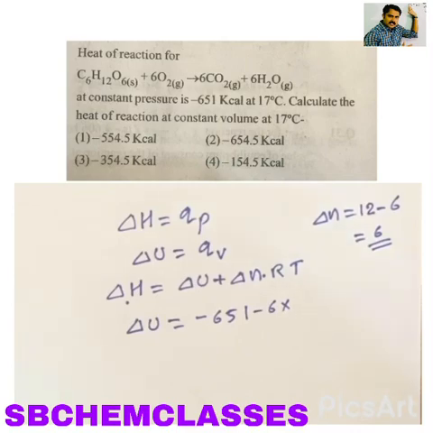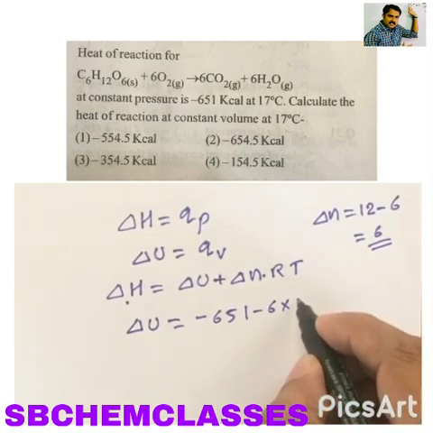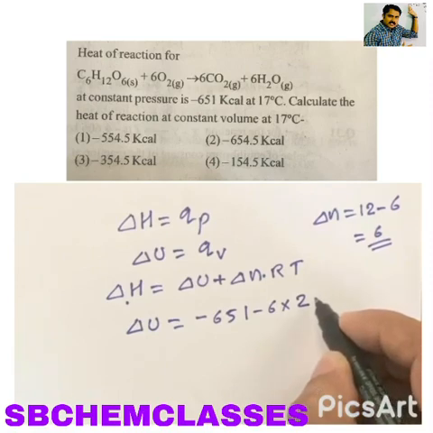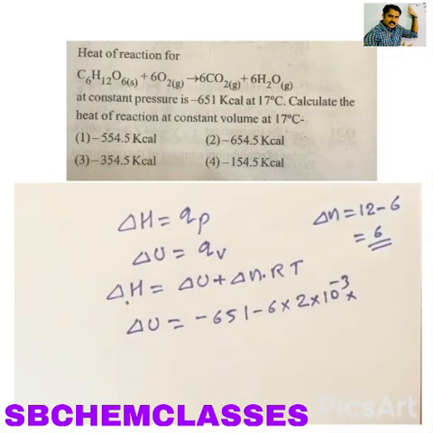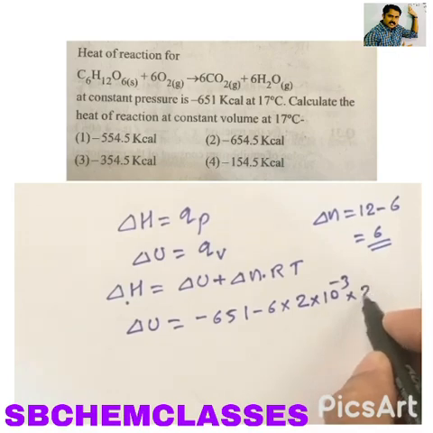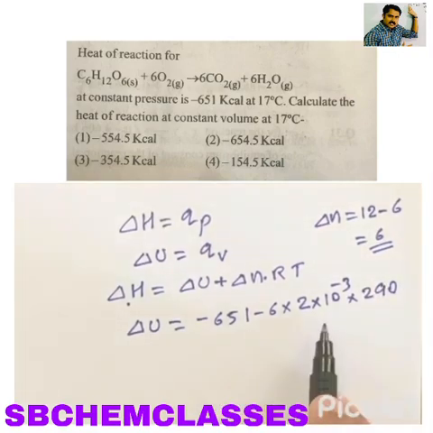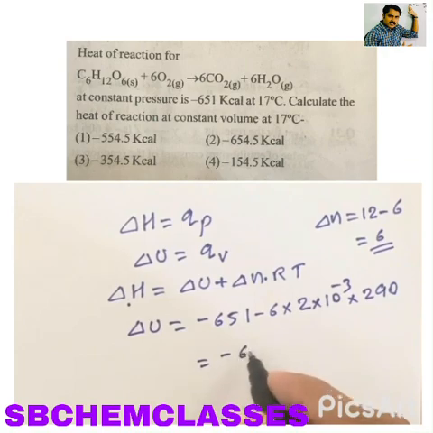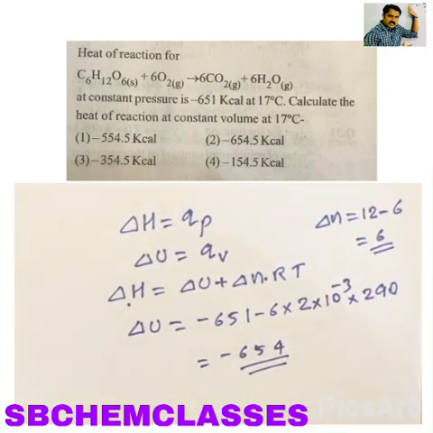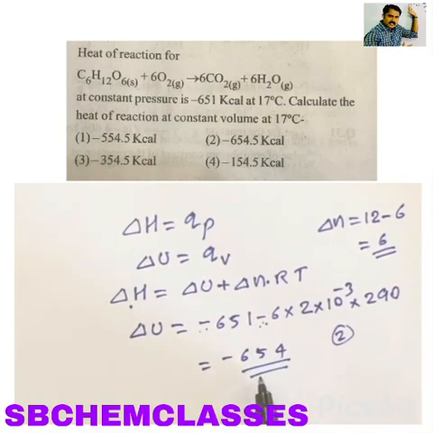But answer is in calorie. So R value in calorie is 2, converting to kilocalorie, 10 raised to minus 3. Temperature is given 17 degrees Celsius. In Kelvin it is 290. So by this calculation we can calculate the answer, but here no need of calculation. The answer will be 654, option 2, because both are negative value, so the answer should be minus 654 only.